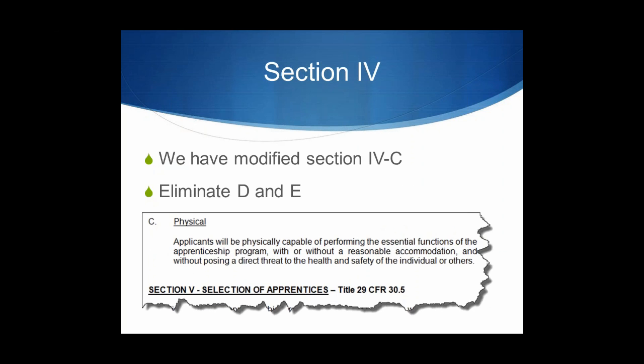Section 4, we've modified Section 4C to show what is listed here, which means much of the yellow is gone. The rest of it has been modified to this, and we've eliminated sections D and E. So this is the section C, D, and E remaining in Section 4 of the document.